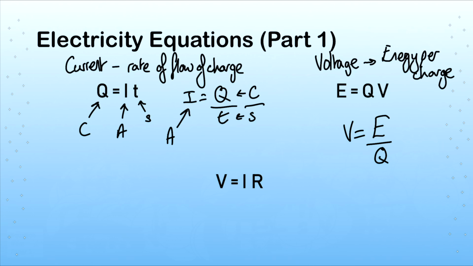How do we measure each of these? Well, E is energy, that's in joules. Q is charge, in coulombs. And V is voltage, measured in volts. So we've got two equations, two definitions.